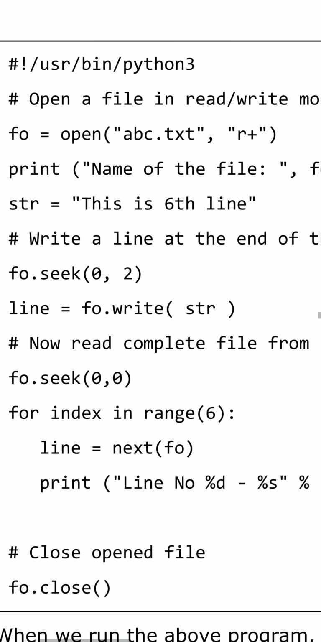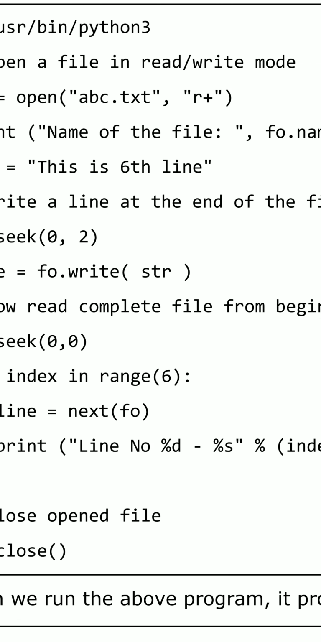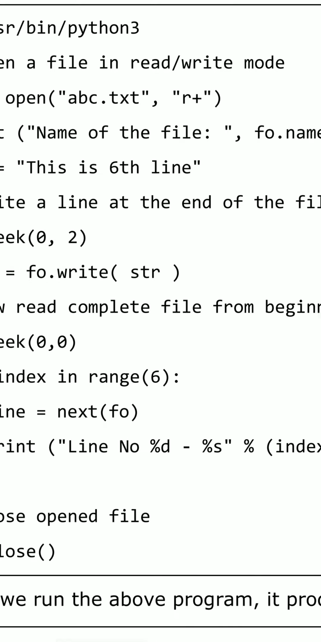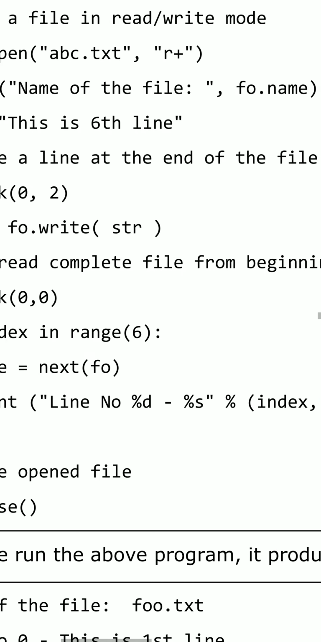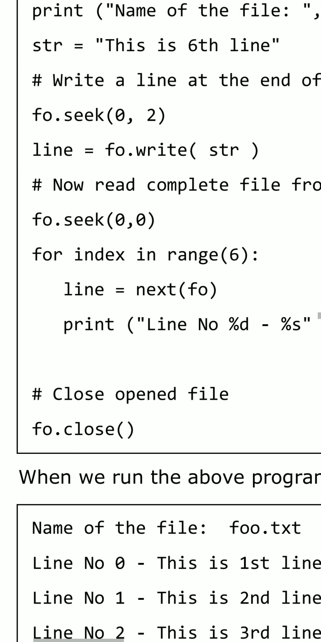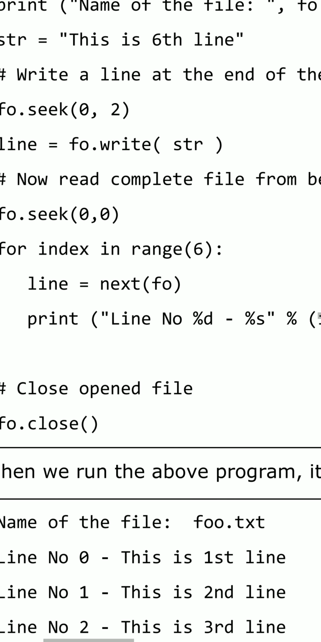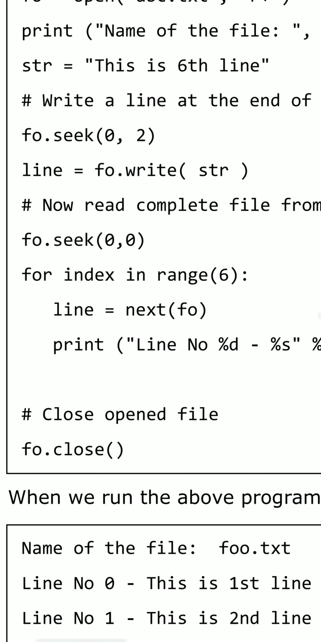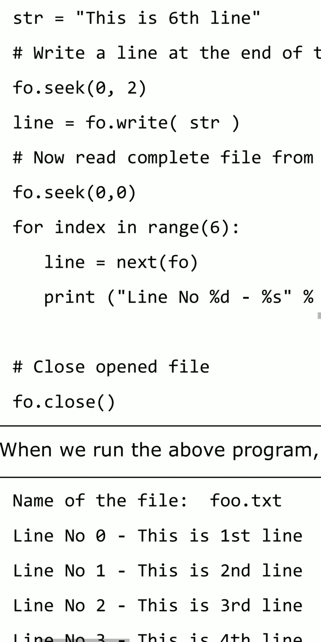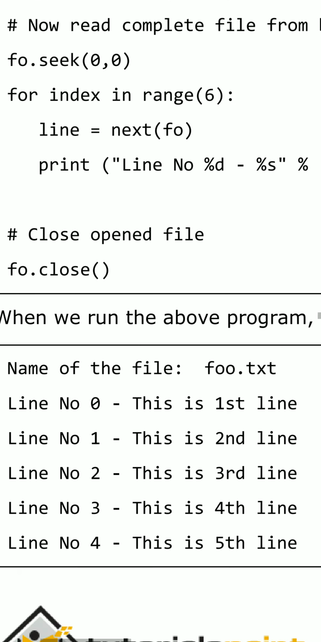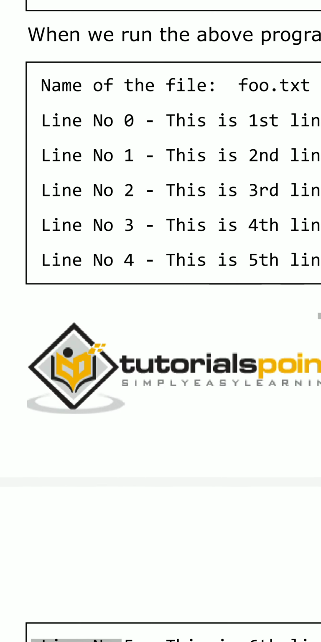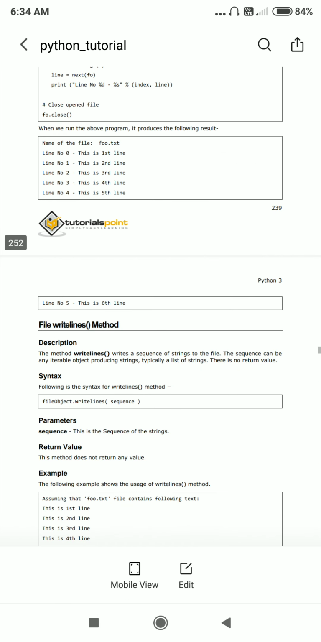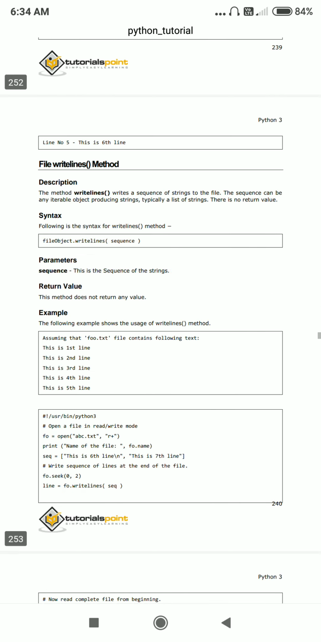Taken a program fo is equal to open of abc.txt in the r plus mode. Next, the name of the file is printed onto the output screen. Next is the sixth line, where I have written a str. That means str has some text, that is, this is the sixth line, that is written. So this is the number of lines printed, and the range is also specified, that is 6. That's why the first 6 lines in the file are printed onto the output screen.